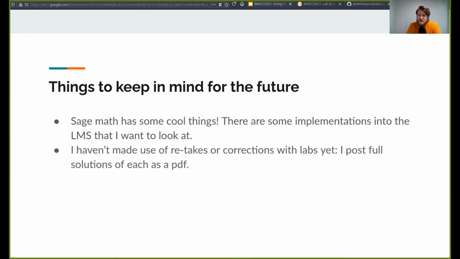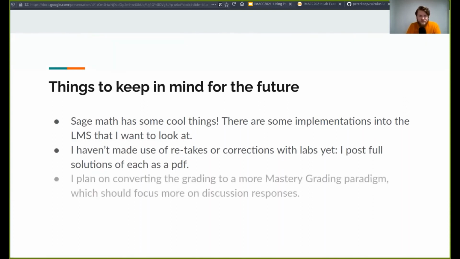Right now, I just post the solutions as a PDF. For most of the other stuff in my classes, students can retake things or do corrections or whatever. So I'm interested in seeing how that might work on these labs. And then I'm working more on pushing this towards mastery grading, and so I do want to focus a little bit more on the discussion responses and make sure specifically that those are connecting with actual course outcomes in a really obvious and transparent way.